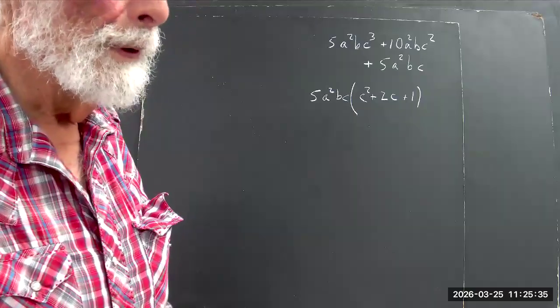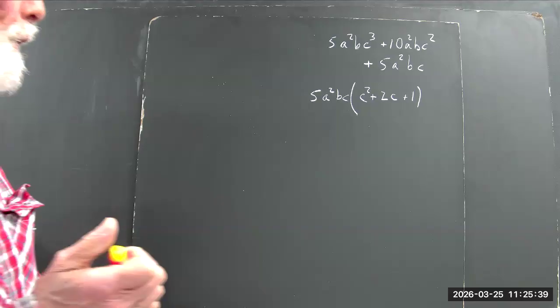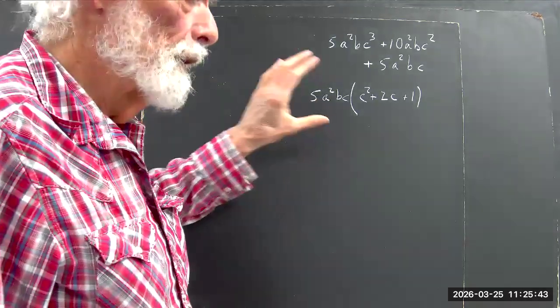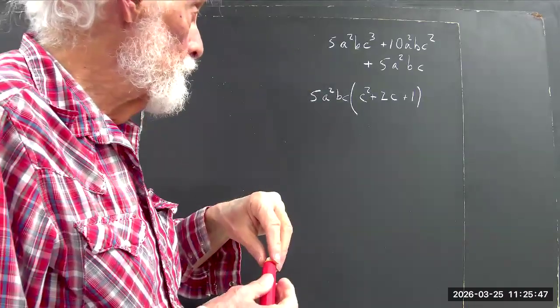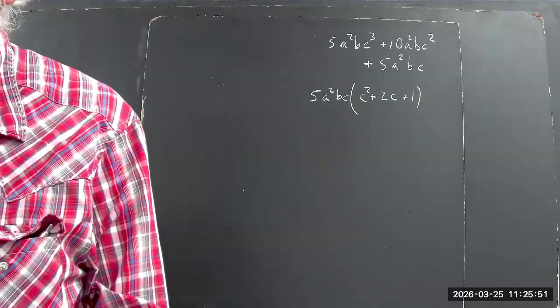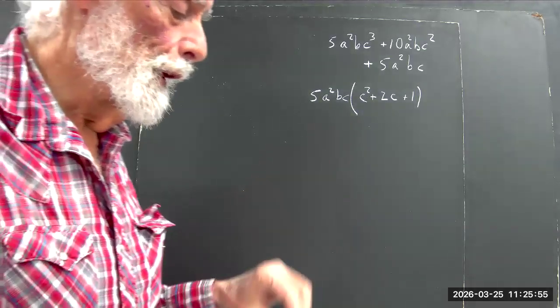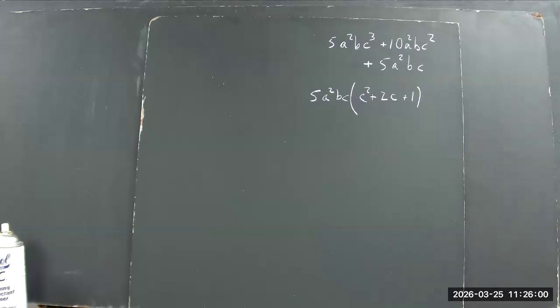Now there's a further step, and nobody took the further step because everybody was focused on factoring out this monomial. The 5a squared bc is a single term. It's called a monomial. But the c squared plus 2c plus 1 can be factored. Okay, so let's take a minute and see if we can factor that. How can we factor c squared plus 2c plus 1?